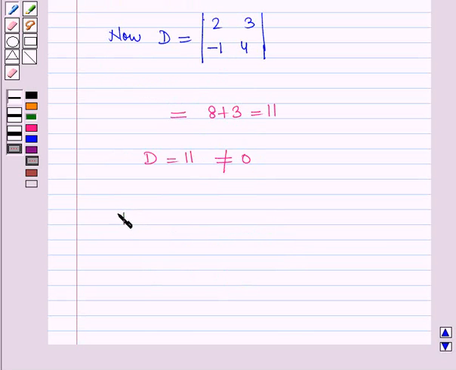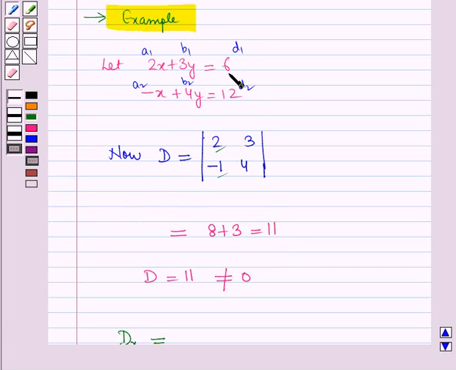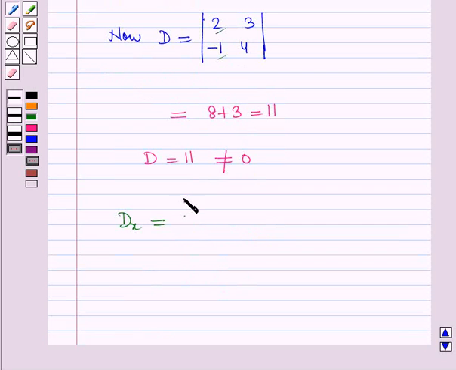Now the determinant Dx can be obtained by replacing the x coefficients in the determinant D by the constant terms, and the constant terms here are 6 and 12. So it will be equal to the determinant with the first row as 6, 3 and the second row as 12, 4. That is, we have replaced the coefficients of x by the constant terms d1 and d2. So this is equal to 24 minus 36, which is equal to minus 12.